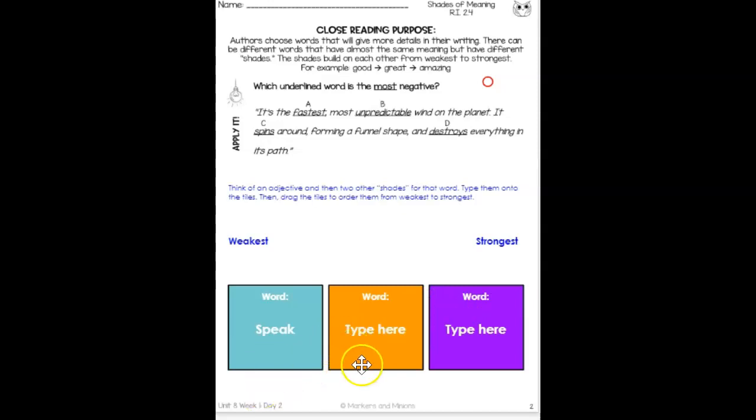So then all you do here is you write another word that means speak, but it's not speak. And then here, so maybe yell. Gave you another one. And then you move it from weakest to strongest. That's all you do on that page, okay?